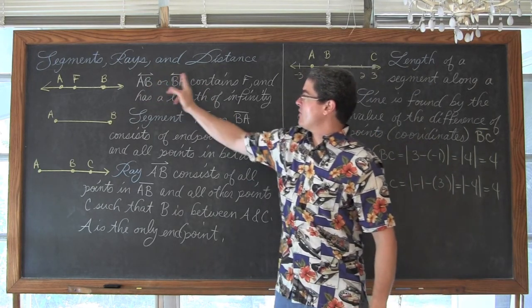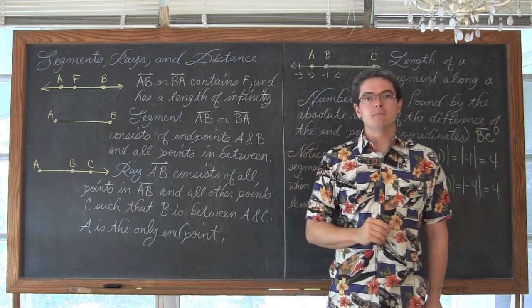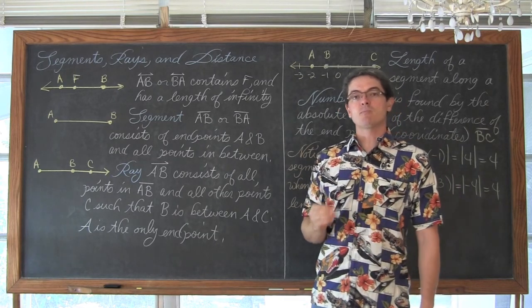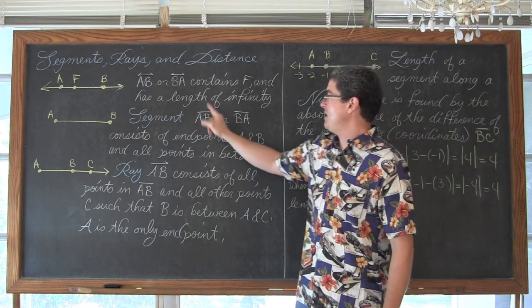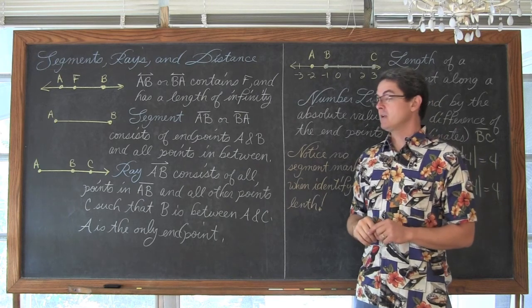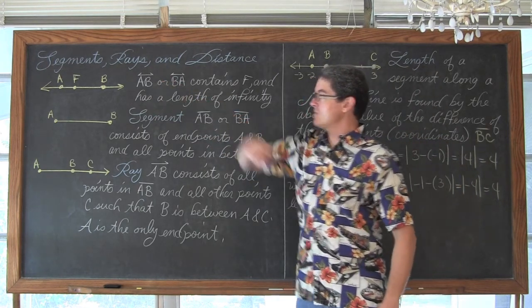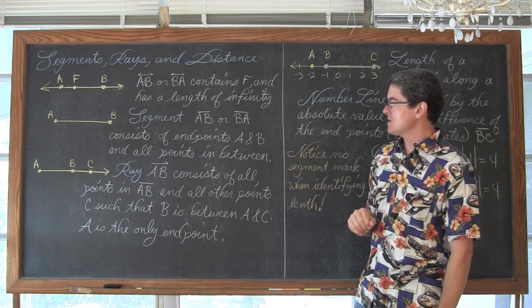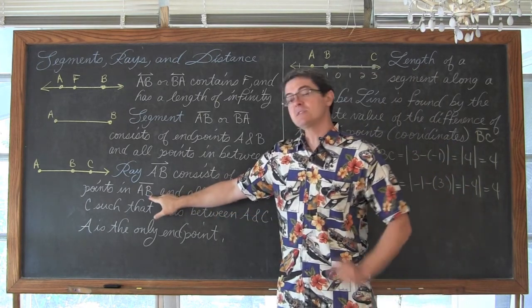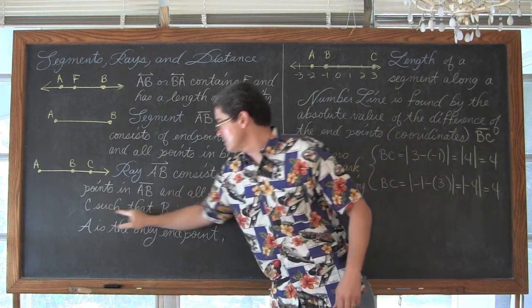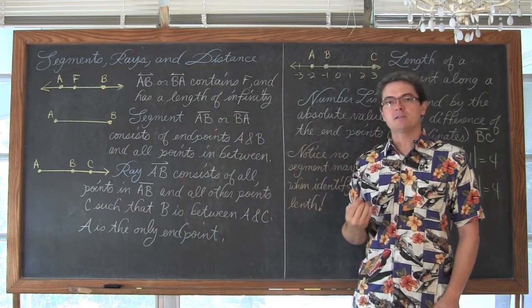Please note again, be careful when you are starting your lessons in geometry and learning about your notation and all this vocab, that you use the proper notation. This is segment AB. It does not include the arrows, the double arrow line that I've indicated above this notation here for the line. Ray AB consists of all points in segment AB and all other points C such that B is between A and C.